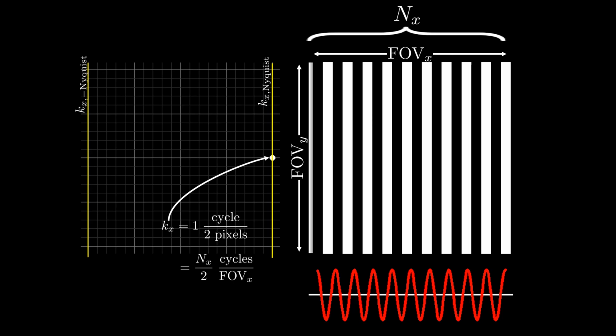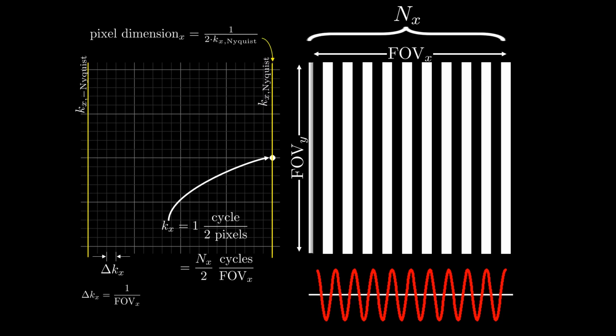For example, if each pixel in our image is 1 millimeter wide in x, and the x field of view is 10 centimeters, there would be 100 pixels across the image, and thus the Nyquist frequency would be 100 over 2, or 50 cycles per 10 centimeters, or 500 cycles per meter. A big take-home from this is that the step size in k-space dictates our field of view, or equivalently, the field of view you choose for your image dictates the k-space step size.